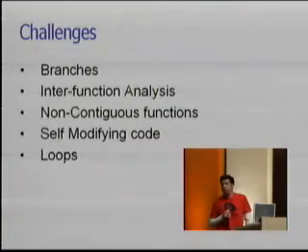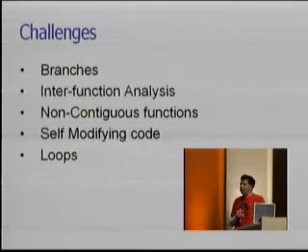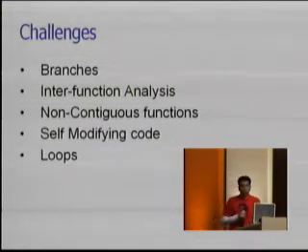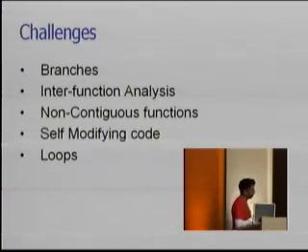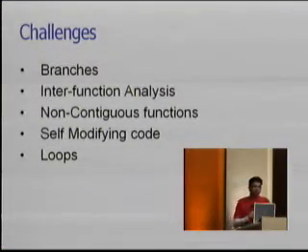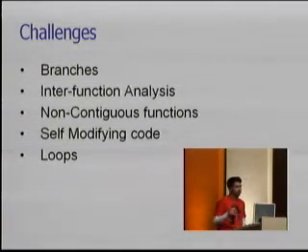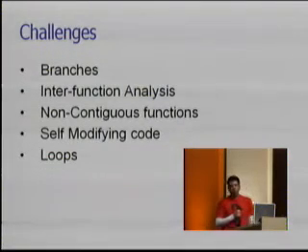So these are some of the challenges, some of the problems that you encounter when you're doing this type of binary static analysis. One is branches. When do you take a branch? When do you not take a branch? You don't know all the data that's coming into your program. So certain decisions have to be made about what kind of state comes into the branches, what kind of state leaves.